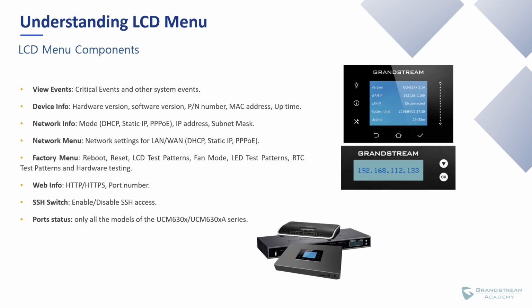For web info, users can choose the web access protocol, either HTTP or HTTPS, but by default HTTPS is configured. The same goes for the web access port number, and the default port is 8089. SSH switch, users can enable or disable SSH access from the LCD menu. Port status, in order to check the port status for all the models of the UCM6300 series.